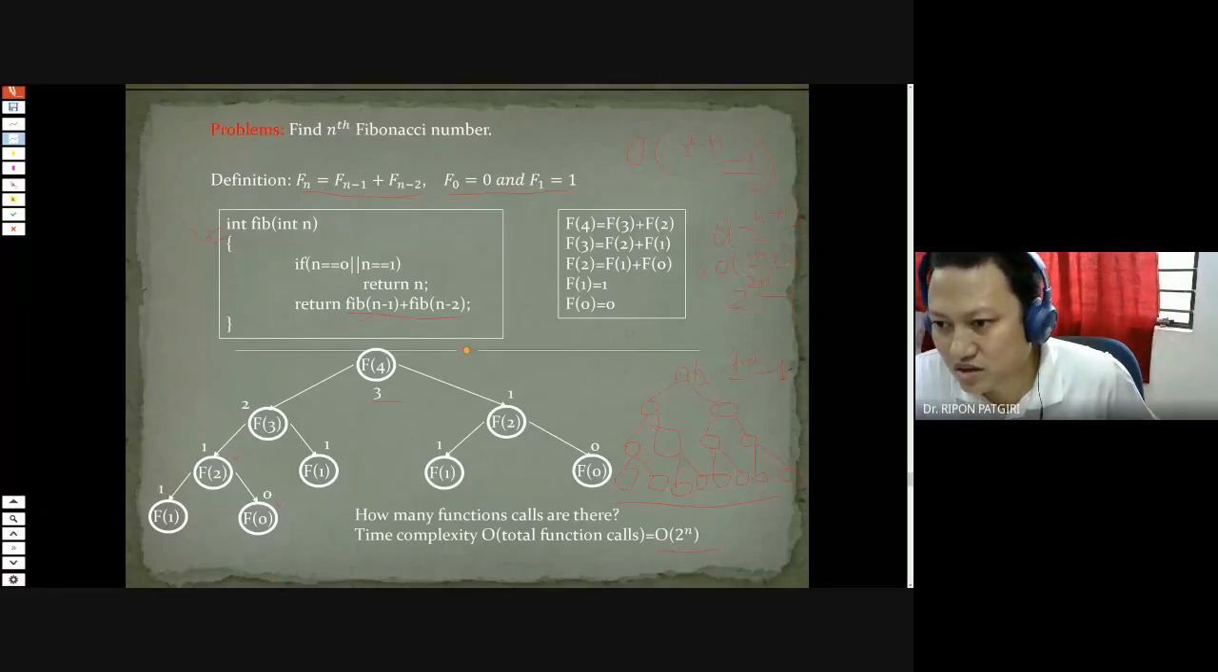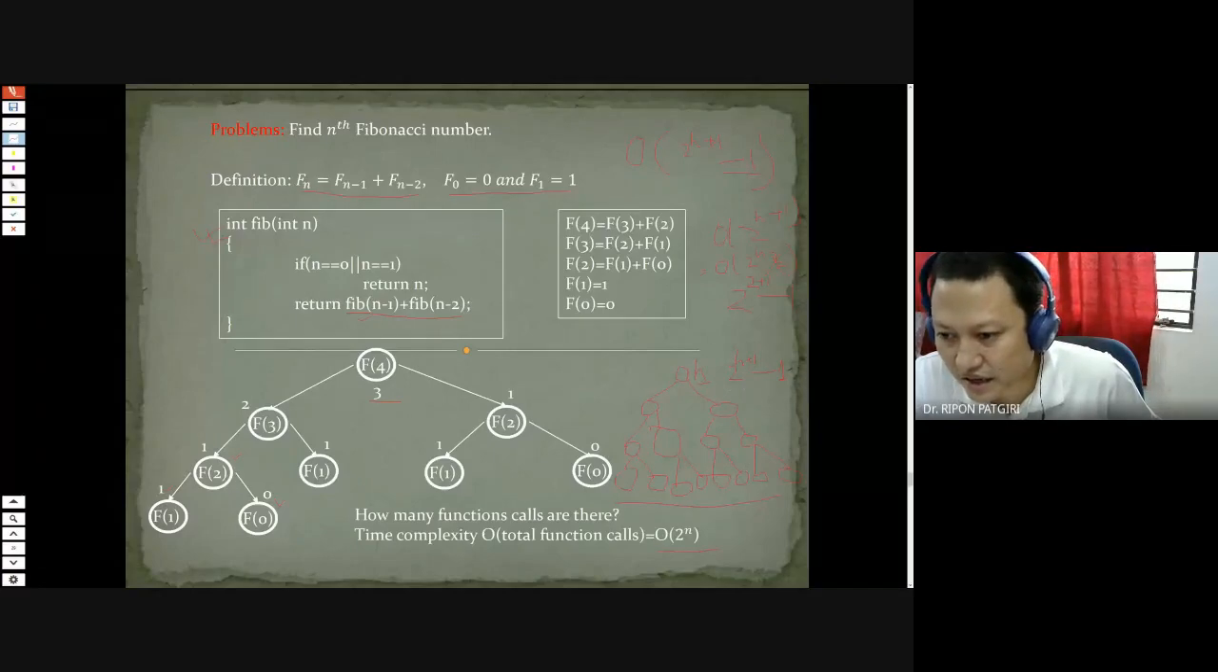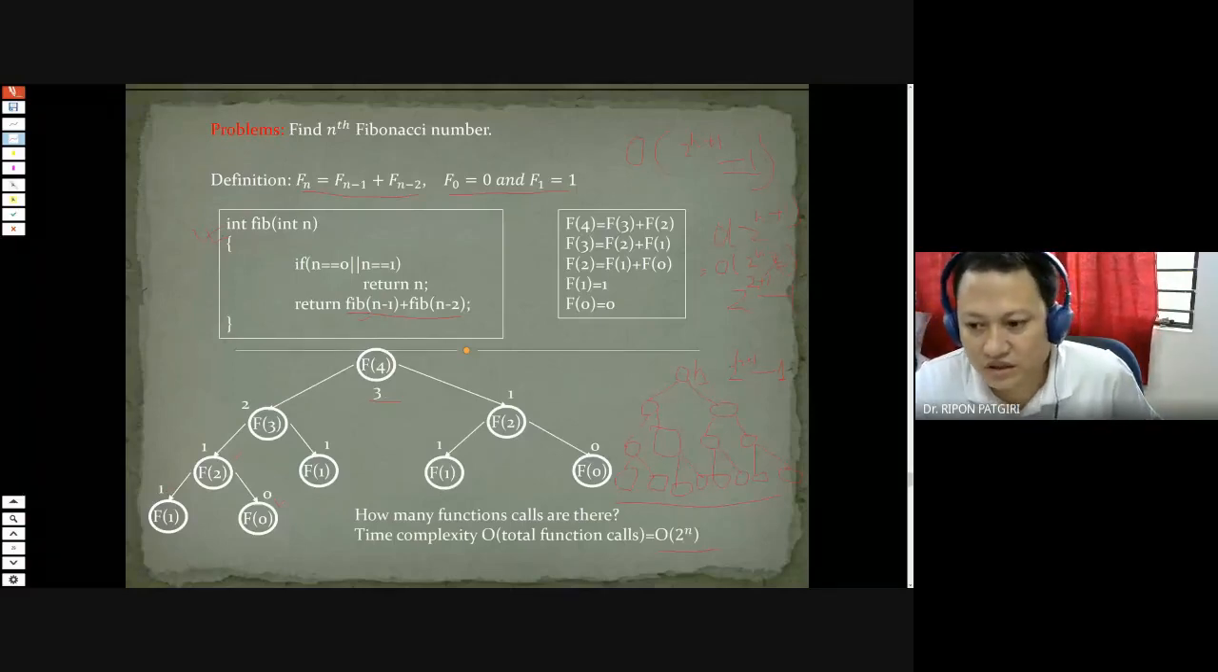So 2 is the constant, we don't write it, that's why it's big O of 2 to the power h. In place of h, we are replacing n, h equal to n. So that's why we get 2 to the power n. If n is 4, that means the maximum number of function calls can be 15.